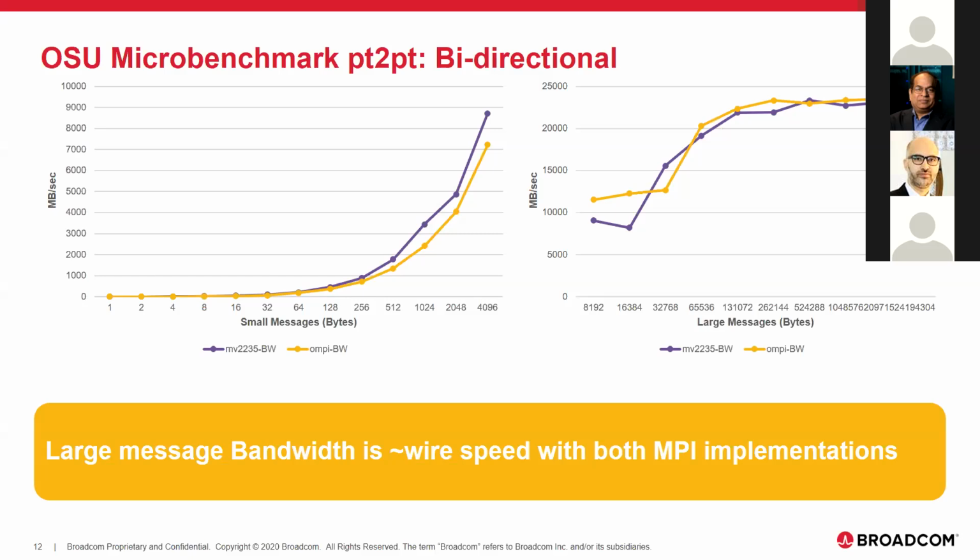So this is the bidirectional bandwidth for small messages. We are seeing the curves are really smooth, and with MVAPICH2 for small messages the numbers are really good, and for the large messages we are performing well for both the MPIs, and there are not much differences between the MPIs. Next slide, please.